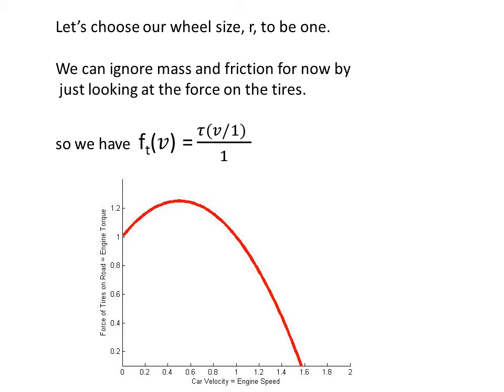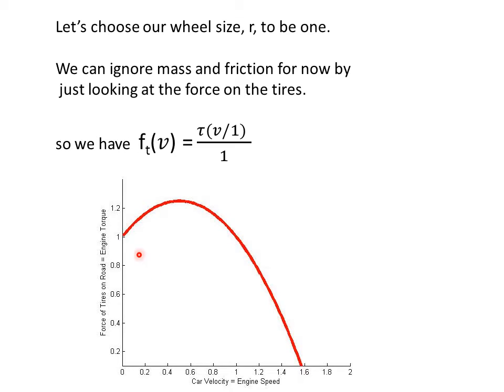So to be easy to start out with, we're just going to connect our engine directly to the wheels, and we're going to set our wheel size equal to 1. And we're also going to ignore the mass of the car and the friction. We're just going to look at the force. When you're designing your car, you want low air friction and low mass, but that's a separate thing from the engine design, so we're just going to leave that part out for now.